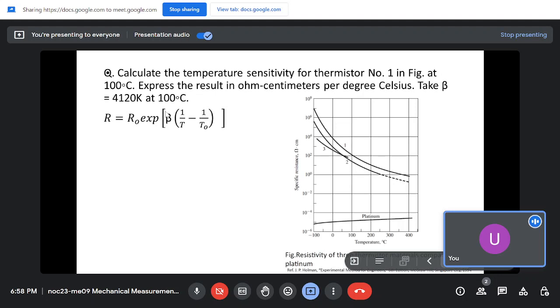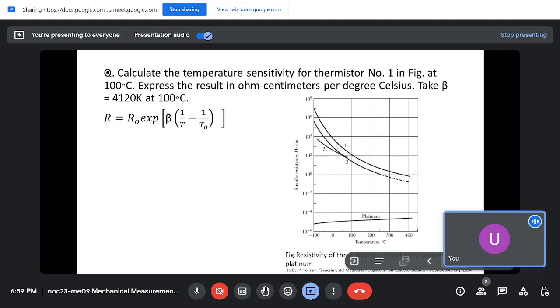So moving on to the next question. Calculate the temperature sensitivity for thermistor number 1 in the figure at 100 degrees Celsius. Express the results in ohm centimeter per degree Celsius. Take beta as 4120 Kelvin at 100 degrees Celsius. We have a thermistor, and a graph is given which gives you the specific resistance in ohm centimeter with respect to the temperature, and we need to calculate the temperature sensitivity for thermistor 1.